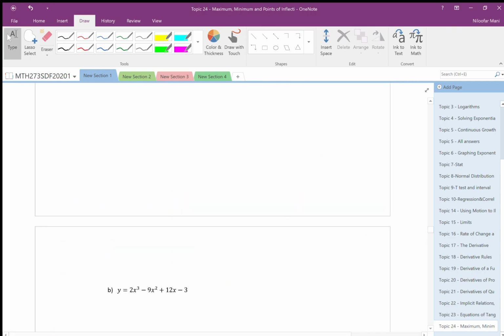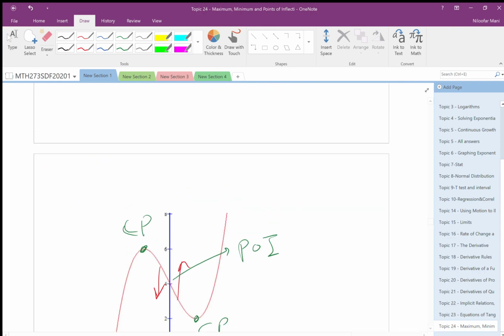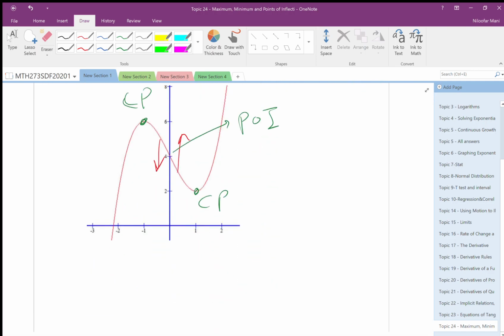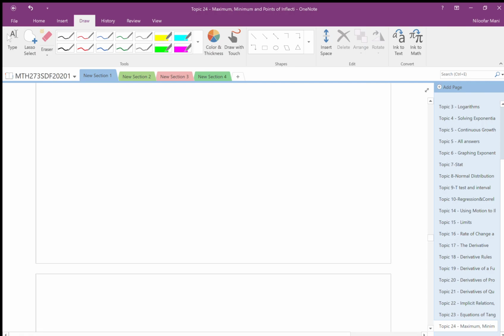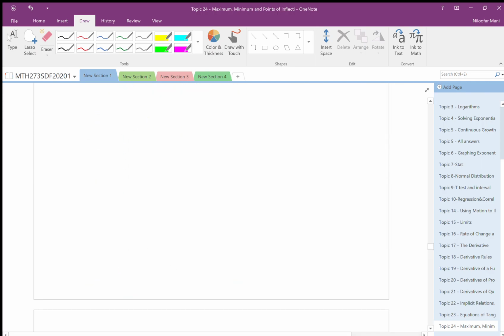How about this question? I have a second one. For both of them I need to do the same thing here. It's okay, I can do that.